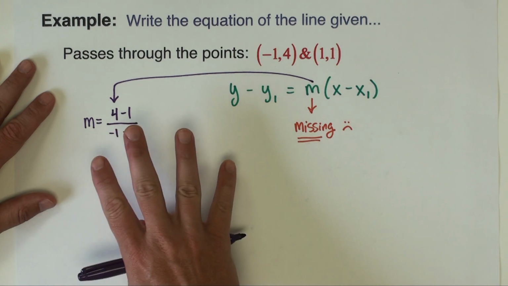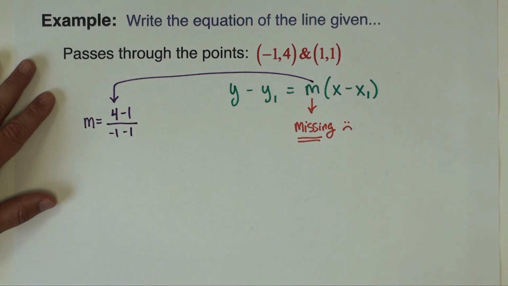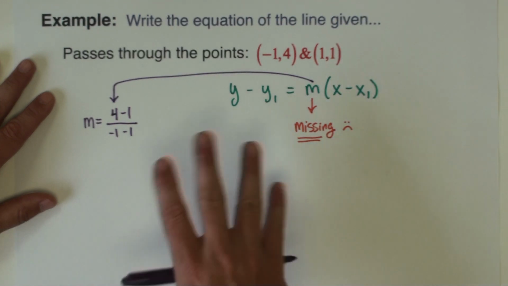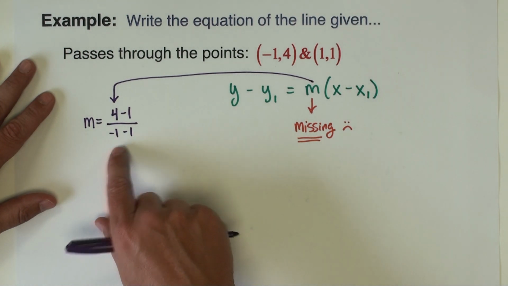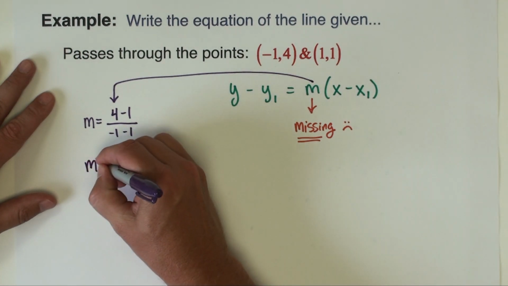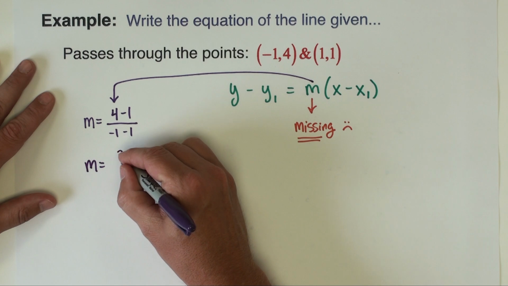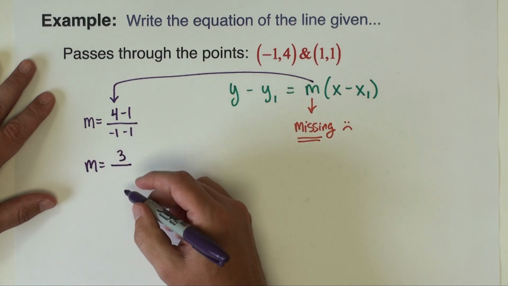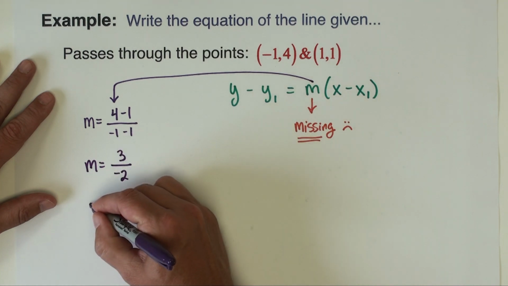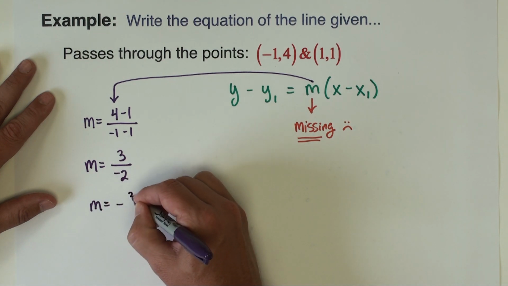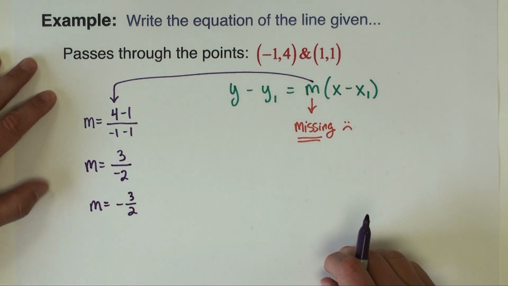If you don't remember how to do it, I did teach it in section 1.3's video, and I also have a math minute on how to find slope between 2 points. So go back and watch one of those videos if you need some more instruction on this. Slope then is 4 minus 1, 3 over minus 1 is negative 2, or we're probably going to plug it in as just negative 3/2 like that.